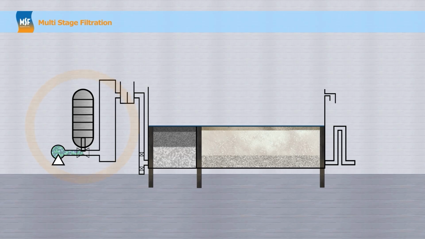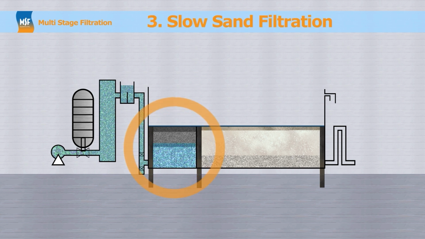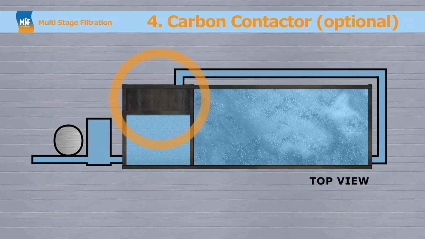Step 1 is ozonation. Step 2 is roughing filtration. Step 3 is the slow sand filtration, which consists of a physical function, layers of sand, and a biological function, the top layer, or Schmutzdeck. The final step is an optional carbon contactor.